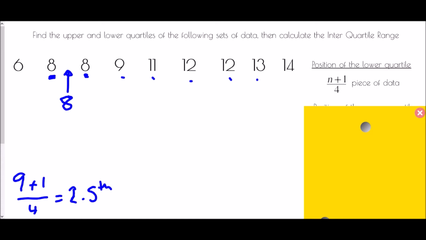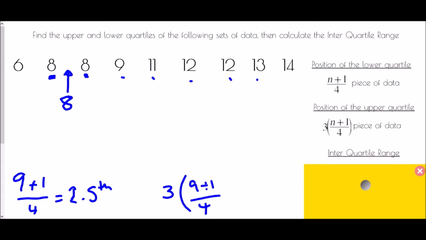If I do the same for the upper quartile, 3 brackets 9 plus 1 over 4, coming from our formula over here, then that would be 9 plus 1 is 10, over 4 is 2.5, times 3 is 7.5. And so again, it's between two values, 1, 2, 3, 4, 5, 6, 7. So it's halfway between 12 and 13. So in this case, we have to go halfway in between those two numbers, which will be 12.5.